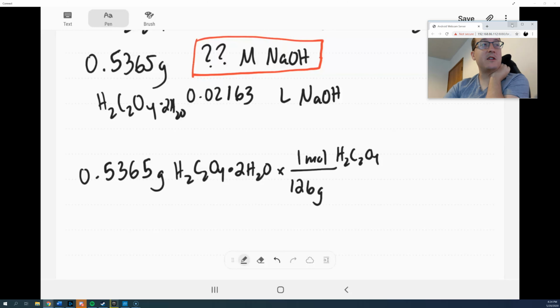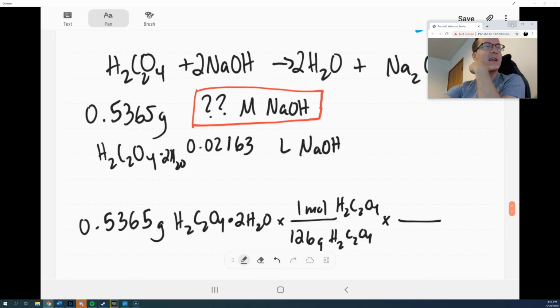Again, I normally would not include a hydrate on a question I would give you, but since the lab incorporates the hydrate, there you go. From this, which substance are we looking to get? If we're going to use our coefficients here, what are we looking for? Are we looking for water? Sodium oxalate? Or sodium hydroxide?